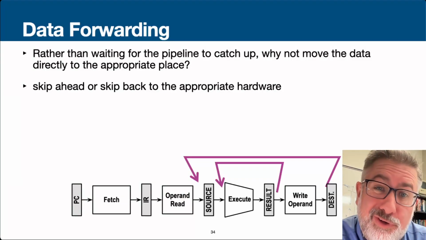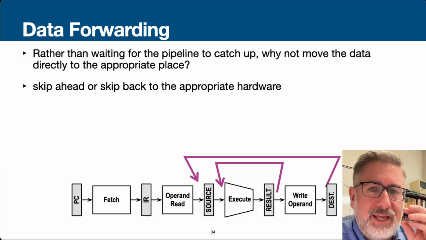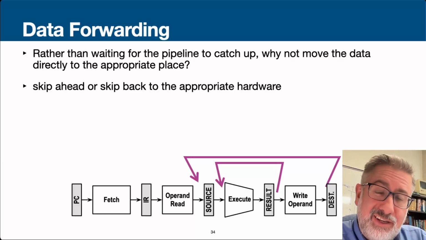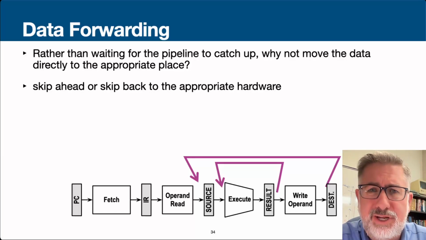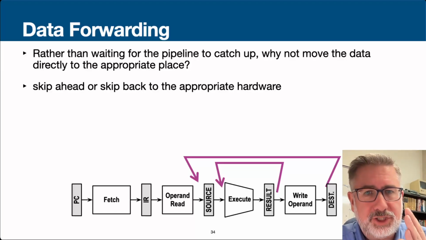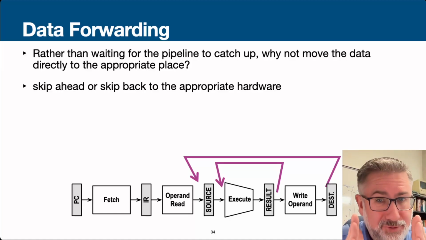So now what about data forwarding? This is the idea of getting a result to where it's needed instead of waiting for it to be where it gets put anyway, right? In regular pipelining, before we do data forwarding, we have to wait for the result to be put back in the register file before the next instruction takes it out of the register file.